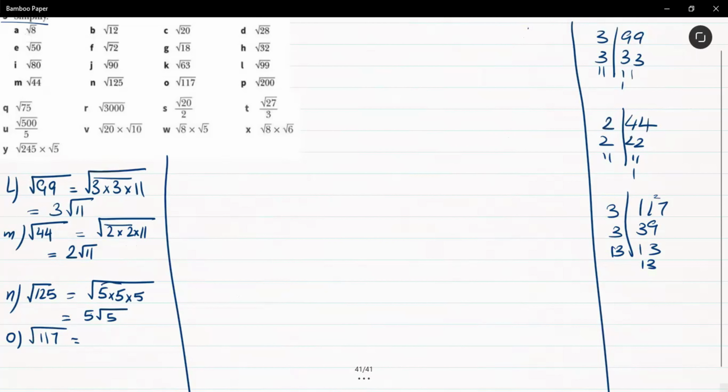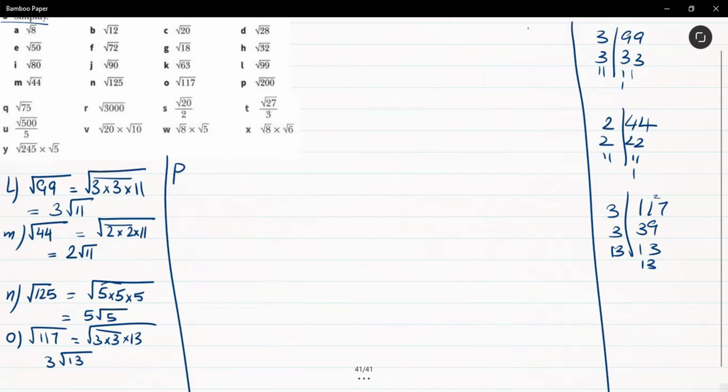So what is under root 117 equal to? It's equal to 3 multiplied by 3 multiplied by 13 in an under root. So we take the 3 as the pair and we get the answer equal to 3 under root 13. And that's it for part O.